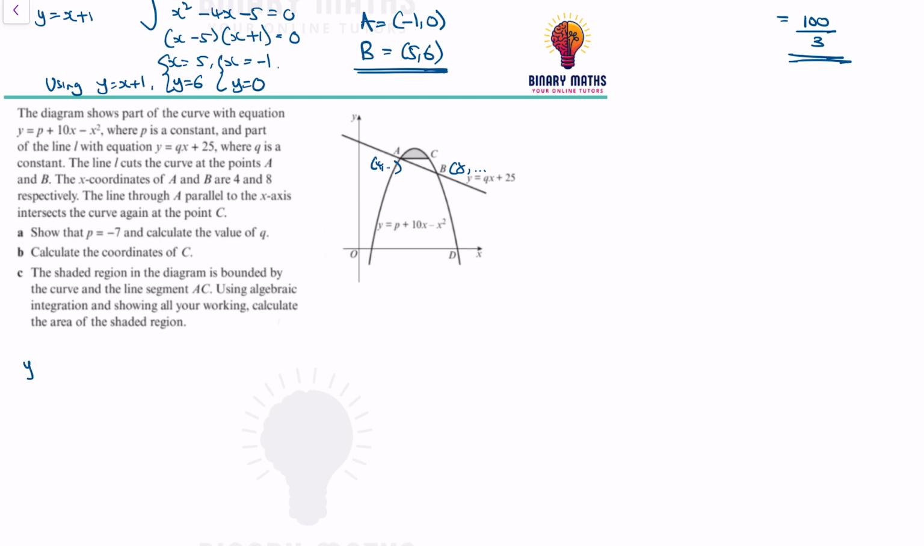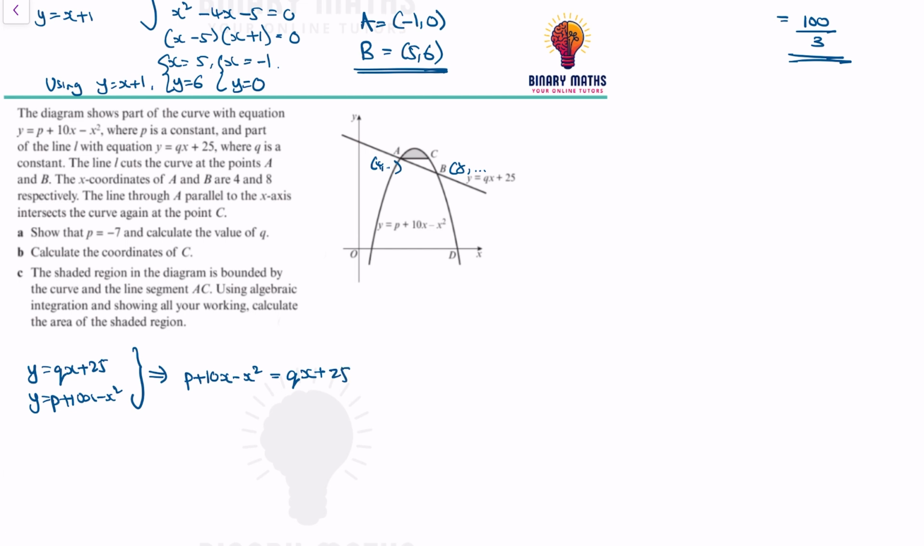So we have y is equal to qx plus 25, and y is equal to p plus 10x minus x squared. When you combine these two, you get p plus 10x minus x squared is equal to qx plus 25. Plus 25, not just plus 5, plus 25.